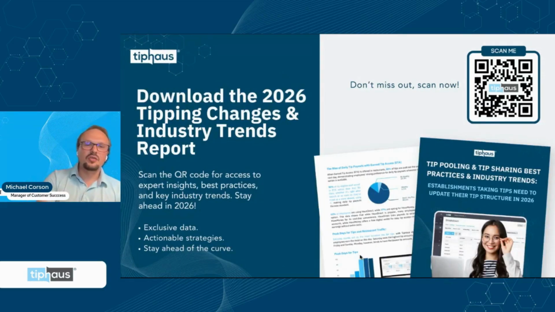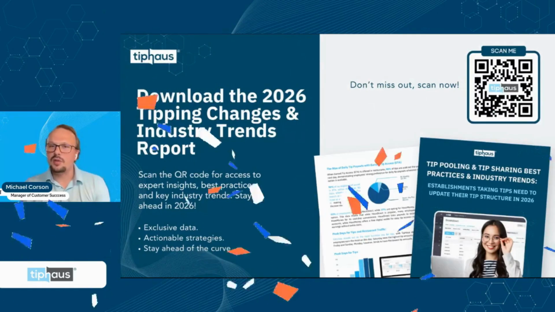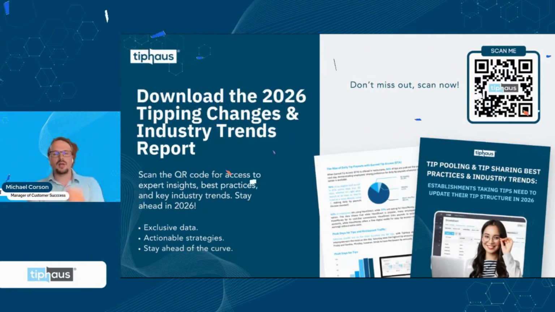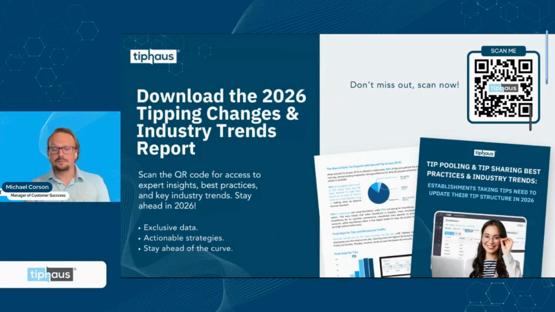Last but not least, I know we're getting close to time here. There is a 2026 Tipping Changes in Industry Trends report. Go ahead and scan this. I'll leave this up as I describe what's in here. I read this myself. It is an awesome overview of how restaurants are doing what they're doing. So if you're curious about what your competitors are doing, what the industry trends are overall, our team has spent a lot of time digging in, pulling out metrics, getting you the answers you need.